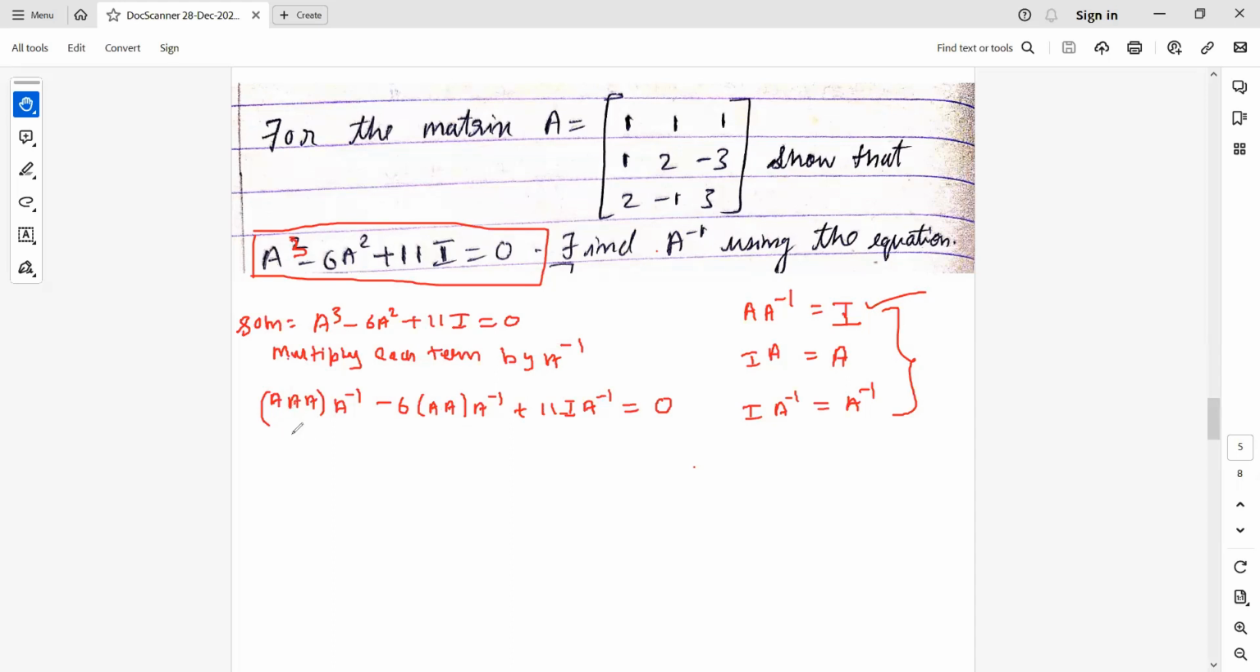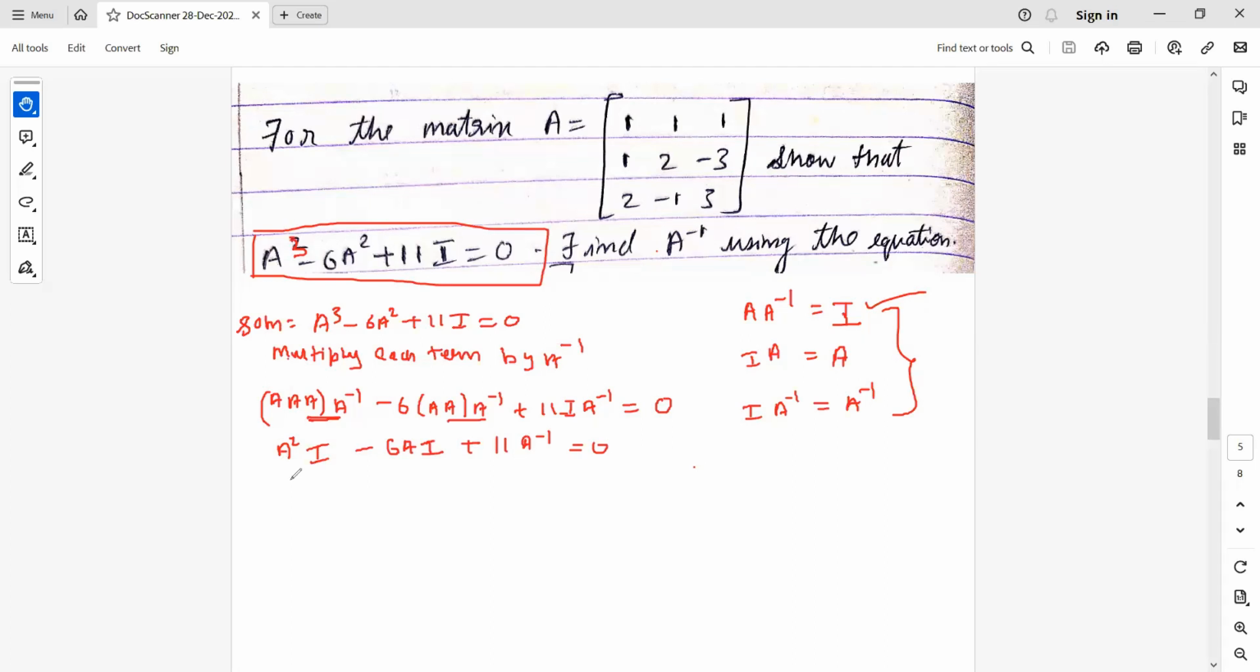So here, out of the 3 A's, I'll write A square as it is, and see, A into A inverse, the product of A into A inverse using this formula, it will be equal to what? I. Okay, the product of A and A inverse will be equal to I. A into A square, I'll keep it as it is. Minus 6A I will write as it is, and again the product of A into A inverse will be equal to I, and then plus 11I into A inverse, I into any matrix will be the same matrix, so it will be equal to A inverse, which is equal to 0.